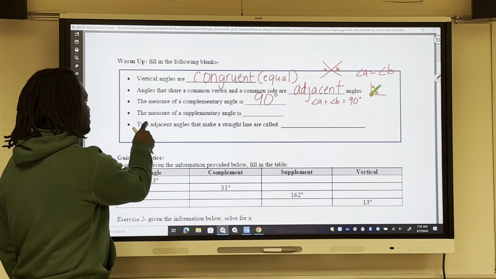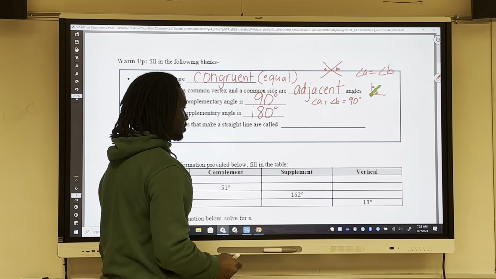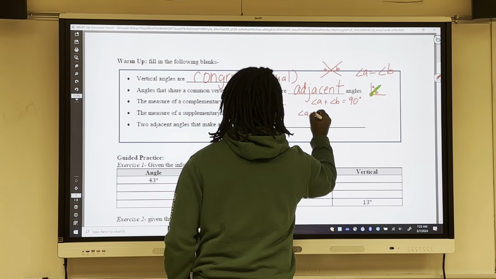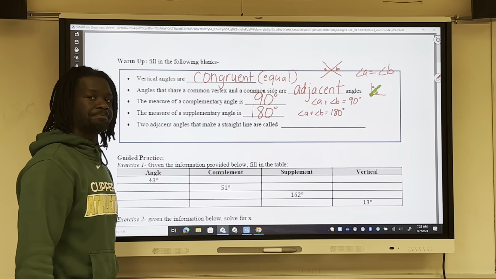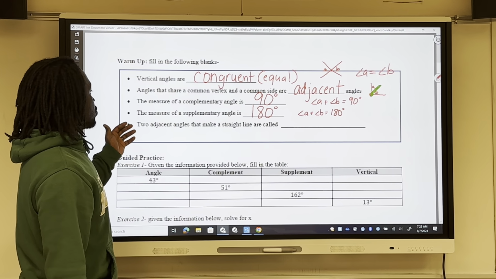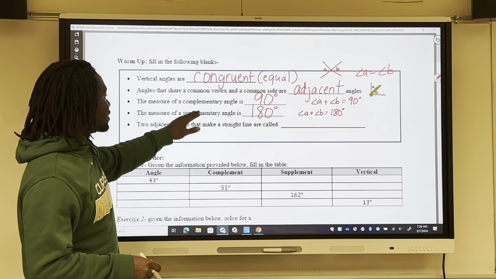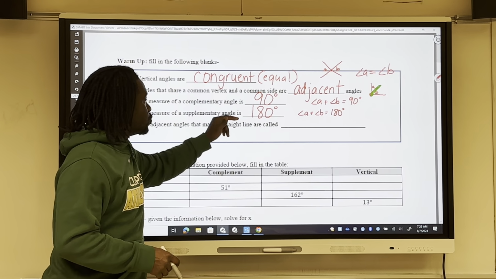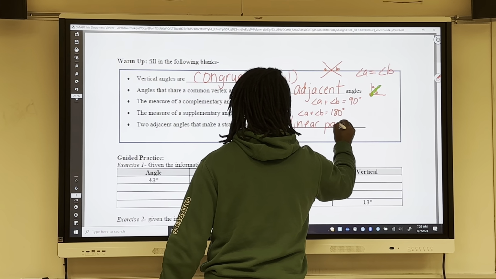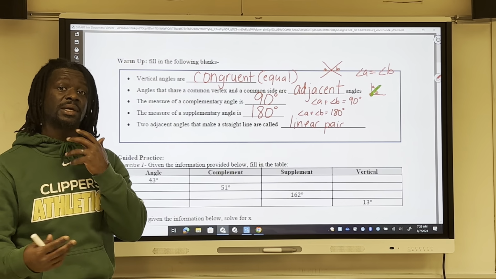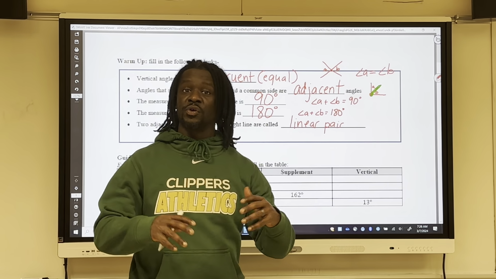Next point is the measure of a supplementary angle. A supplementary angle is 180 degrees. So when 2 angles are supplementary, angle A plus angle B equals 180 degrees. When there are 2 adjacent angles that add up to give you 180, making a straight line, these are called a linear pair. Linear pair: 2 adjacent, supplementary angles that add up to make a line. That is what we covered last time.